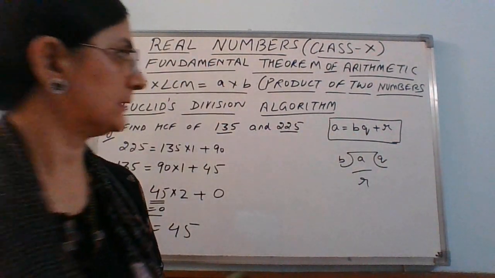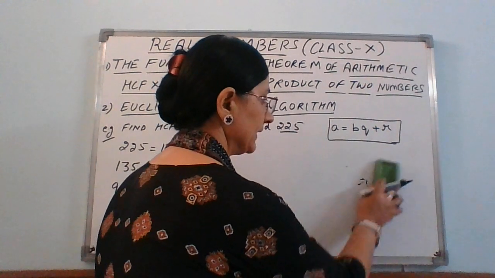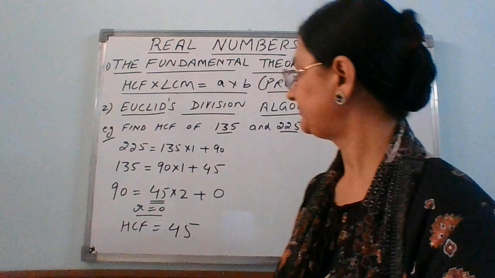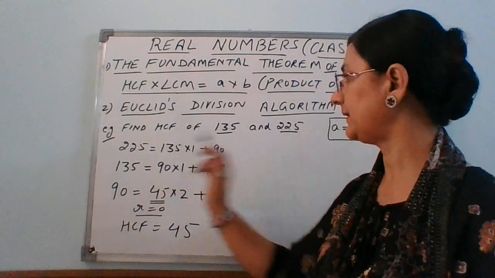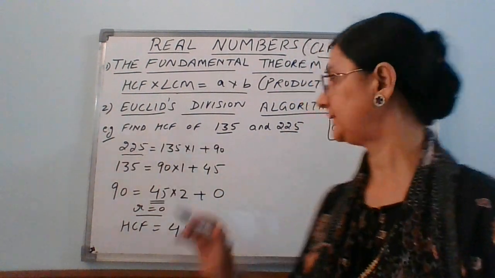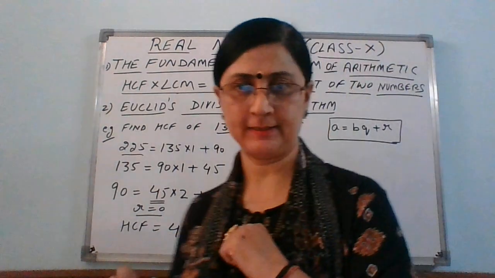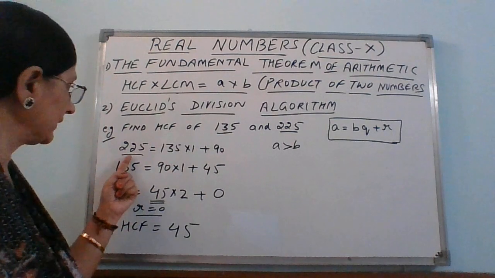What you have to do here is solve it by the division algorithm. Algorithm means a step-by-step process, right? Now you have two numbers. The bigger number has to be on this side, right? Here A will be greater than B. So the bigger number has to be on the left side, right? So here you put A as 225.